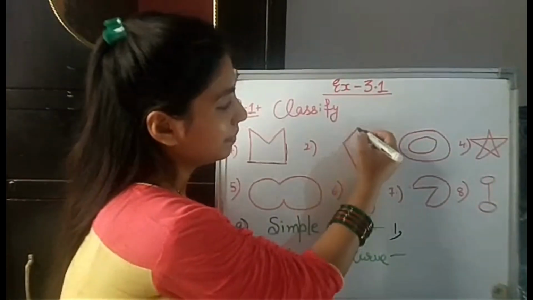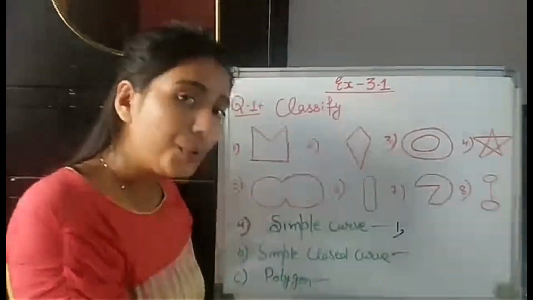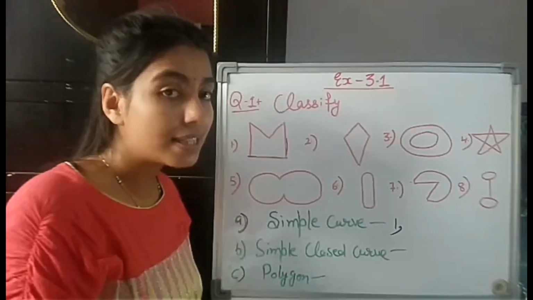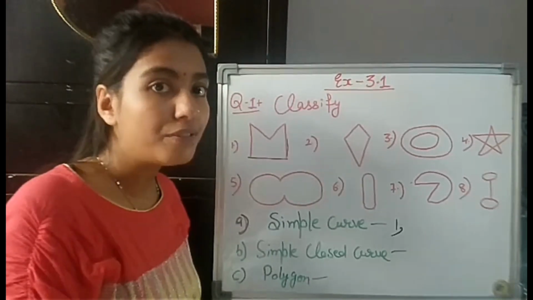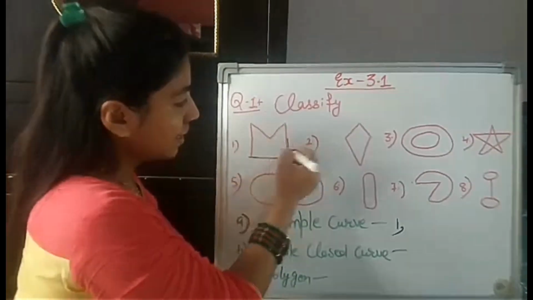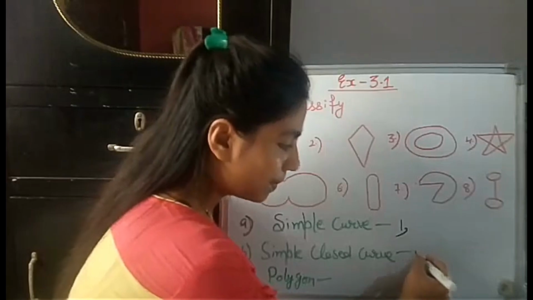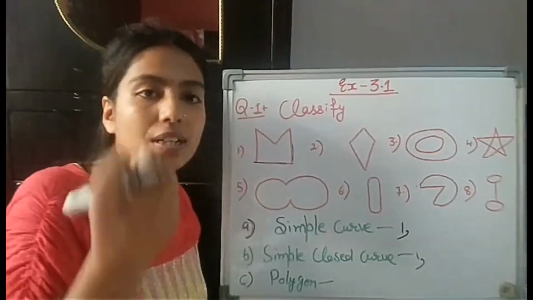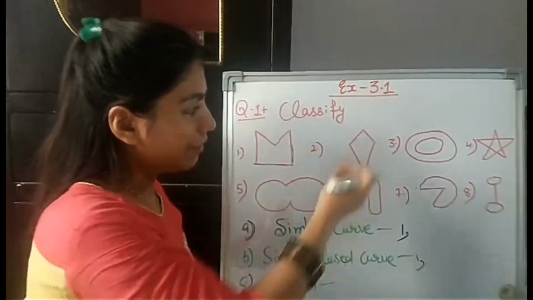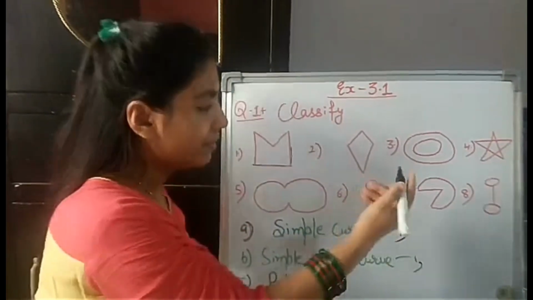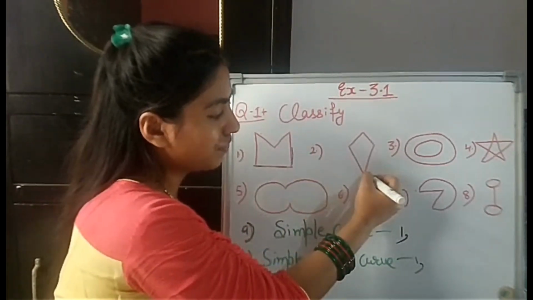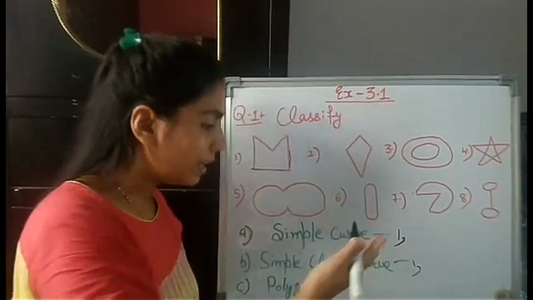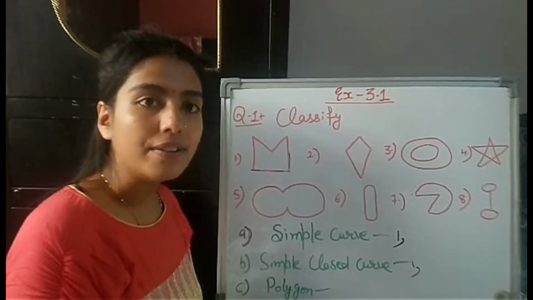Now coming to the second, you can draw it on your own. If it is possible without lifting a pencil, it comes under a simple curve. And it is closed, so it is a closed curve as well. Students, whichever curve is simple, and if it is closed, meaning where you start is where it ends, that will be a closed curve as well.